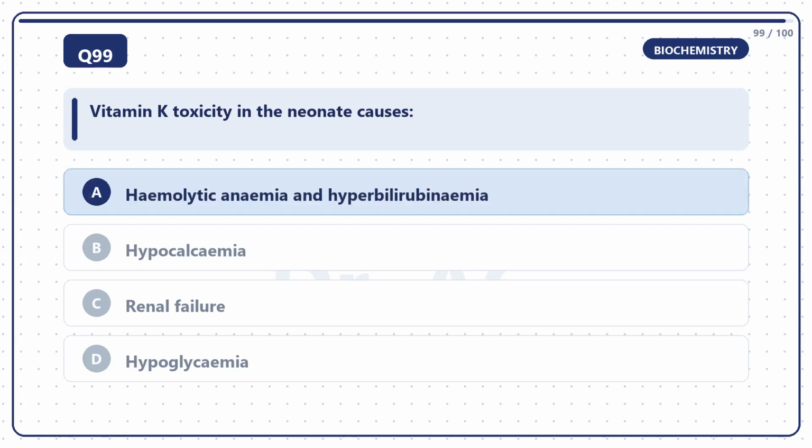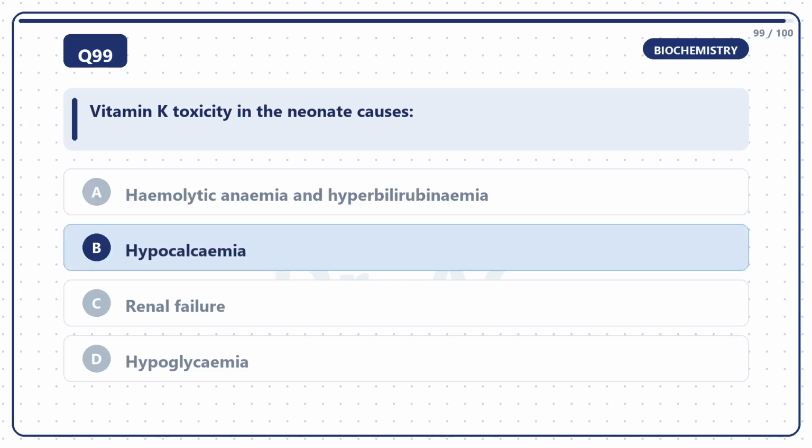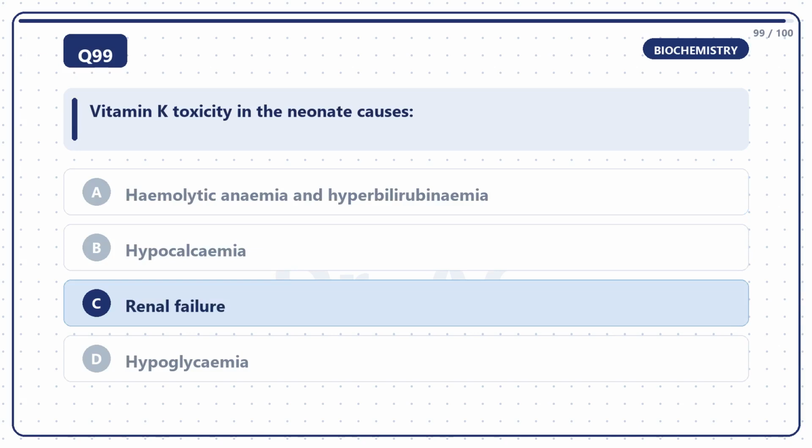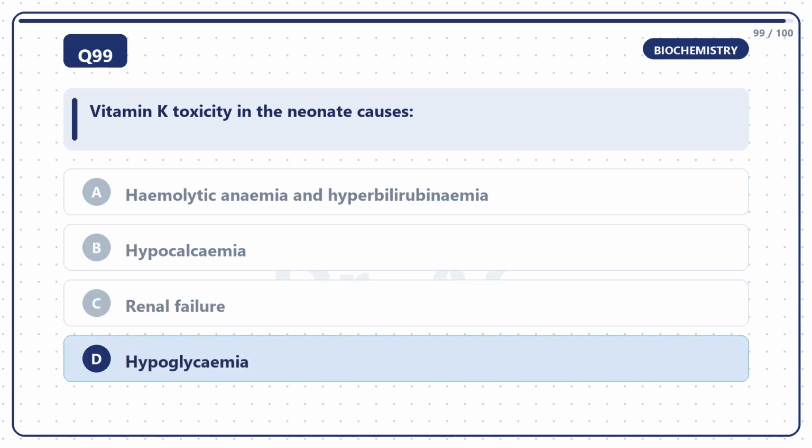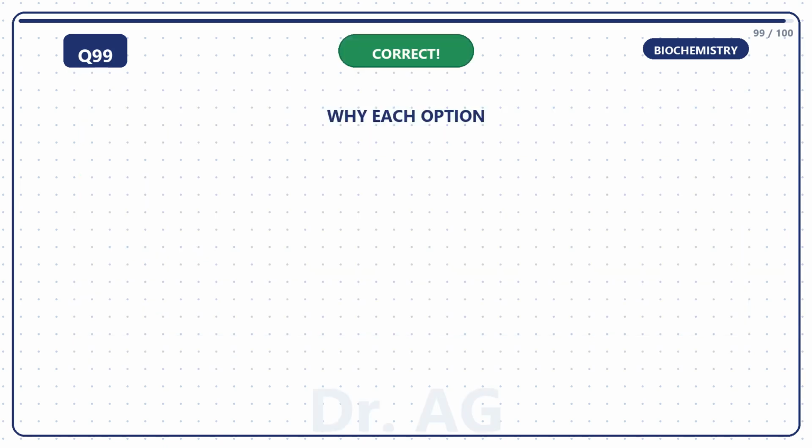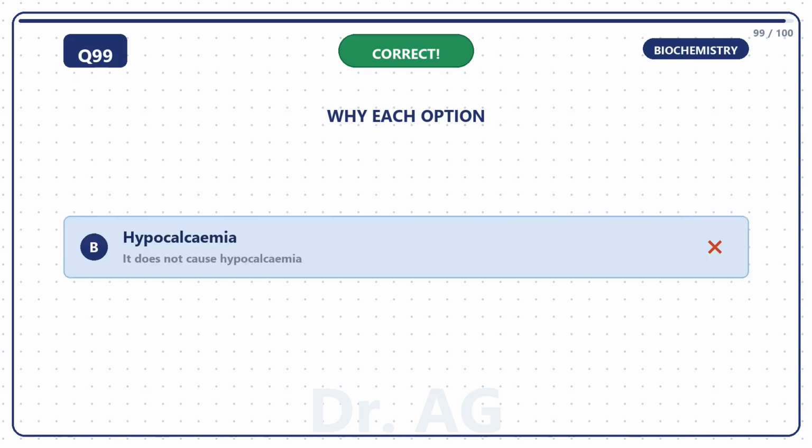Question 99. Vitamin K toxicity in the neonate causes option A. Hemolytic anemia and hyperbilirubinemia. Option B. Hypocalcemia. Option C. Renal failure. Option D. Hypoglycemia. Let's go through the options.